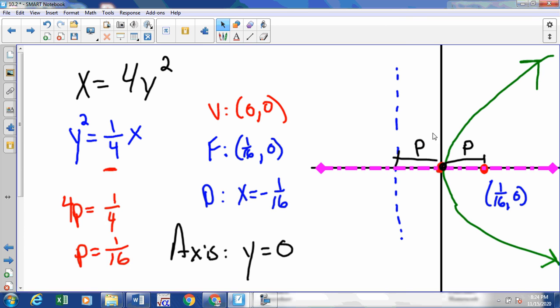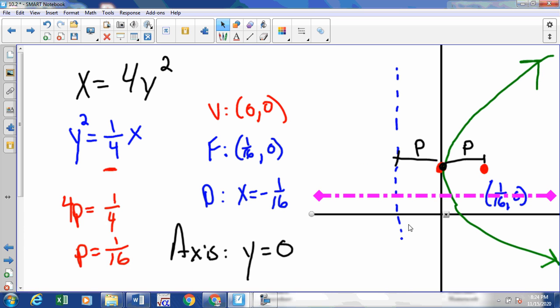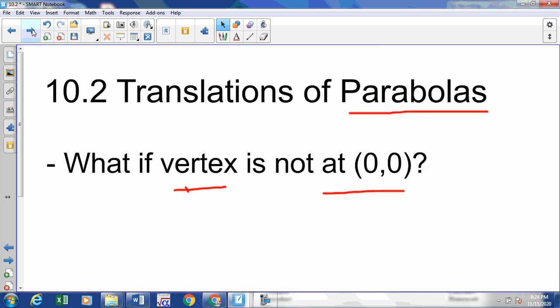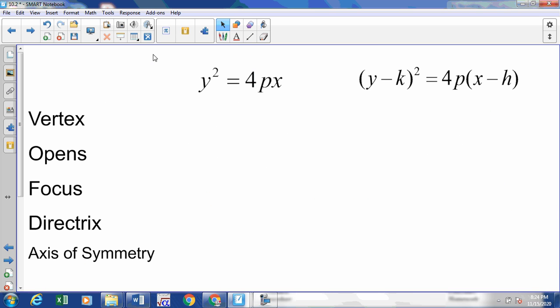So that if my vertex is not at the origin, but it's somewhere else, all that changes is what the vertex is, and I'm still going to go to the right P and to the left to the directrix to find my new point. So let's go through and see what we're talking about.